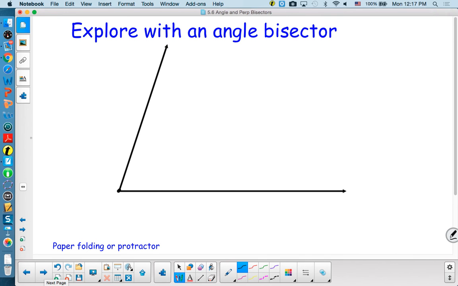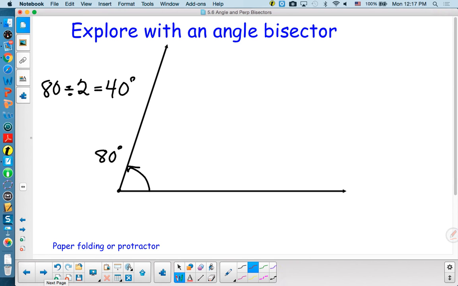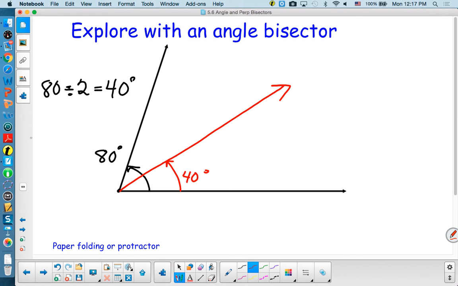Yours is going to be different than mine. When I measure mine, I get 80 degrees. Now if I want to create an angle bisector, 80 divided by 2 is 40. So lay your protractor down again and measure around how far is 40 degrees, and create the angle bisector. This can be done by paper folding, but it's hard to do.